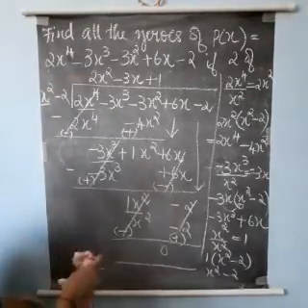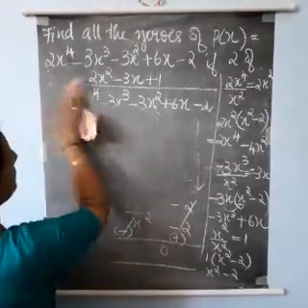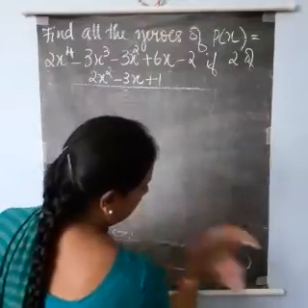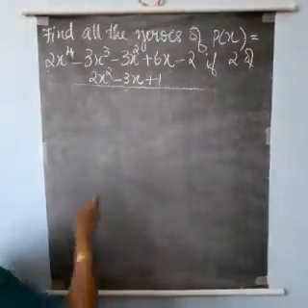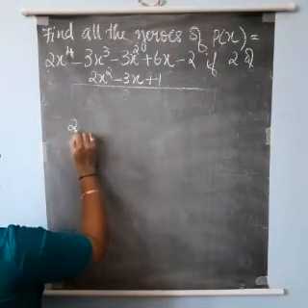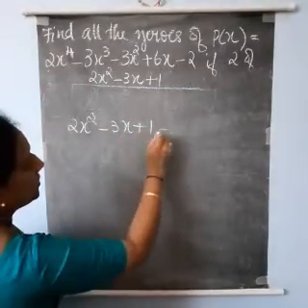I hope you are okay with this long division. It is the same as what we have done last year. So you should find it easy. Now let us go on to factorizing this quotient. So you say 2x squared minus 3x plus 1 equal to 0.